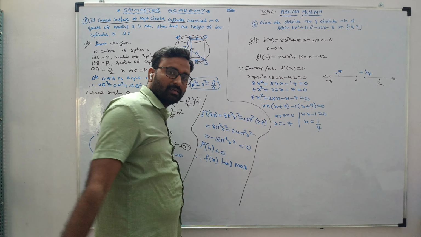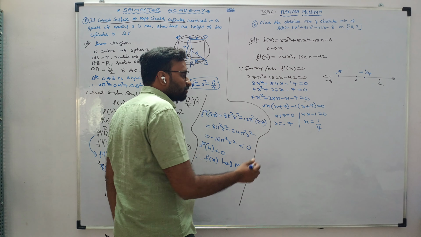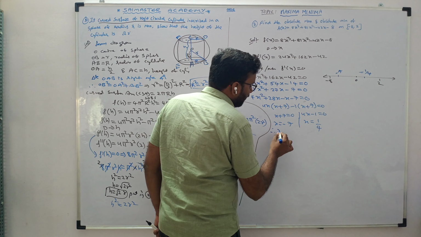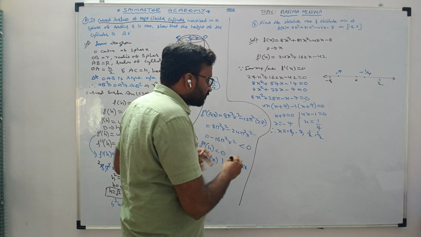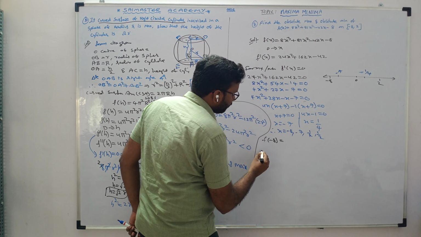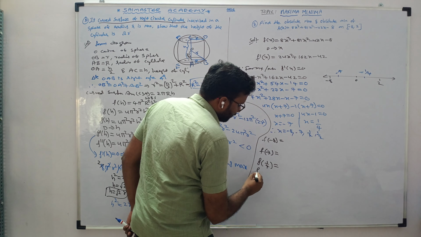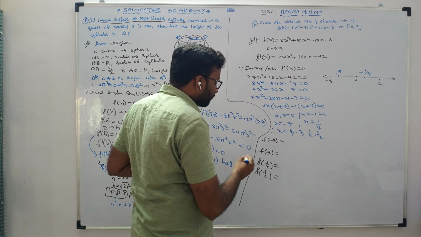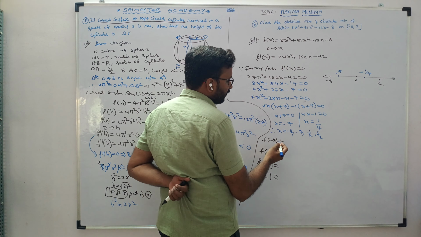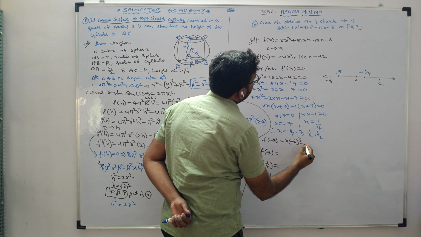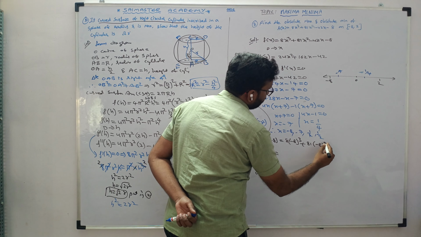Now here two values are lying between the boundary, so therefore we have the x values. The least value is minus 8, then minus 7, then 1 by 4, then 2. Now for each value of x you have to substitute in the function. So first f of minus 8, then f of minus 7, then f of 1 by 4, and then f of 2. f of minus 8 means substitute minus 8 in the function: 8 into minus 8 whole cube, 81 into minus 8 whole square, 42 into minus 8 minus 8, and you will get some value.